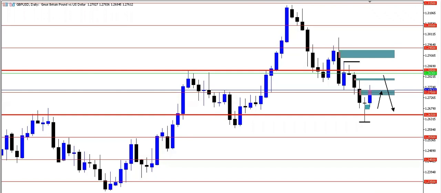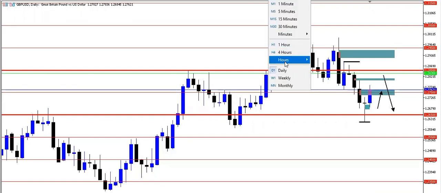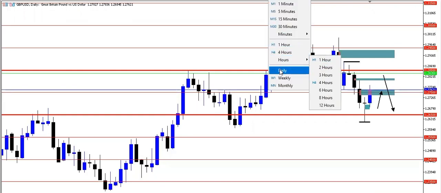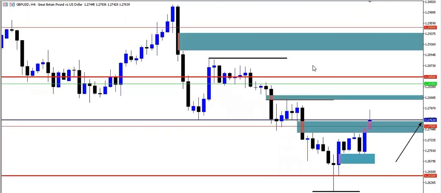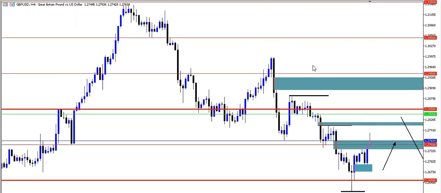So let's scale down to H4. Daily trend is bearish. I go to H4. What am I looking for here? I'm looking for a structure shift. Currently there is a structure shift to the upside. As we noticed today during NFP, there was a temporal high here, and that high was broken. So maybe it will continue pushing higher.